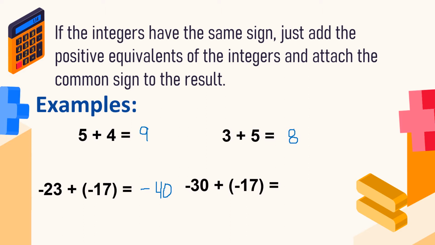Next, we have negative 30 plus negative 17. Like the previous example, we will have negative as a result. And 30 plus 17 will be 47.